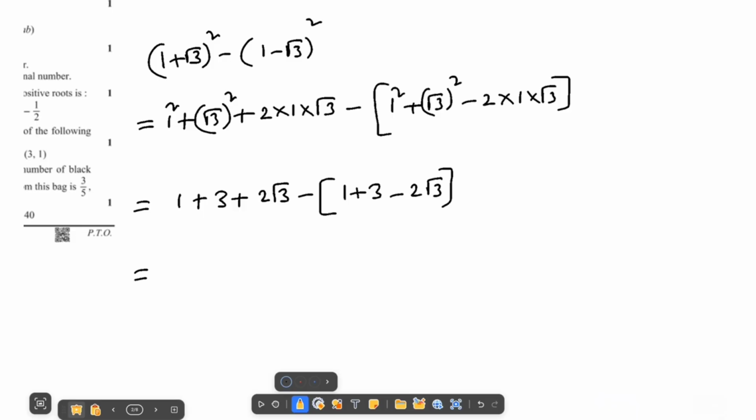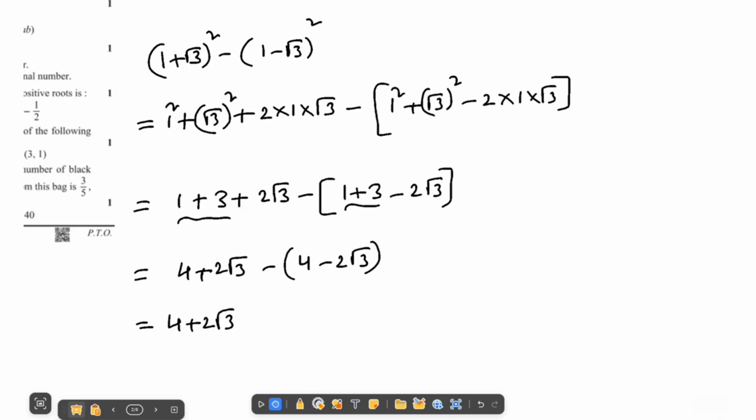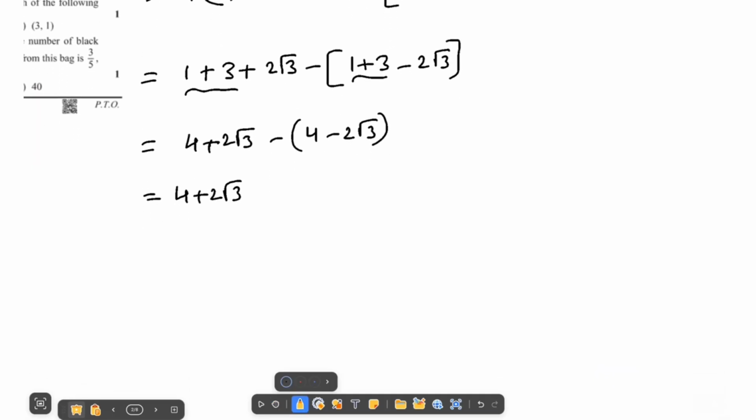Yes, now this is equals to, here 1 plus 3 is 4. So 4 plus 2 root 3 minus of 1 plus 3, 4 minus 2 root 3. Now 4 plus 2 root 3, send this minus inside. If we send minus inside, plus term will become minus term and minus term will become plus term. So minus 4 plus 2 root 3.